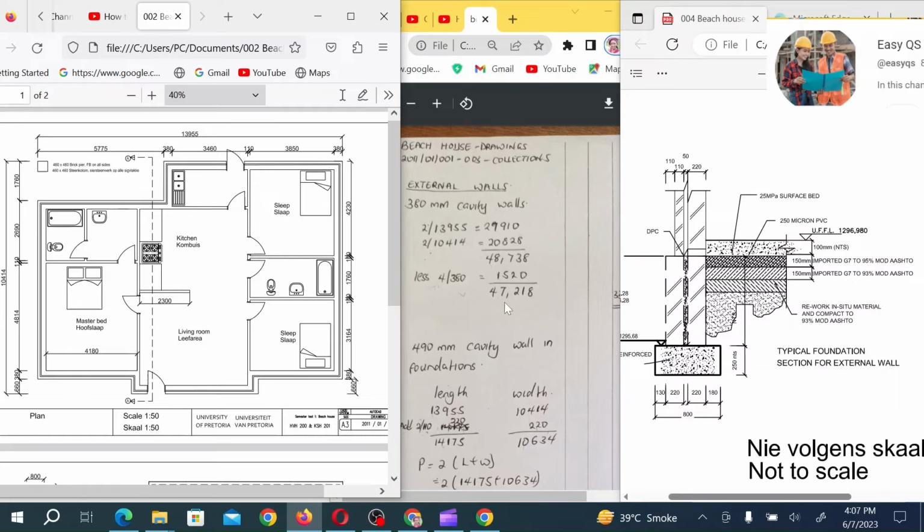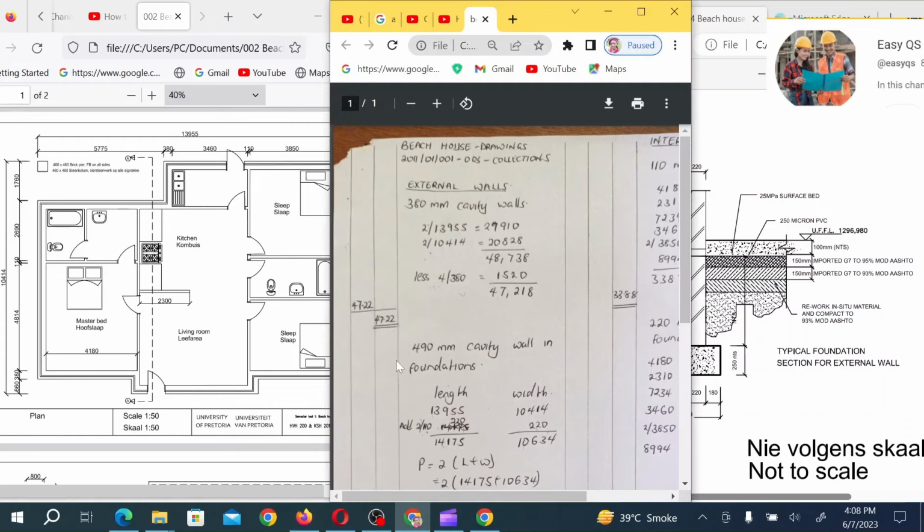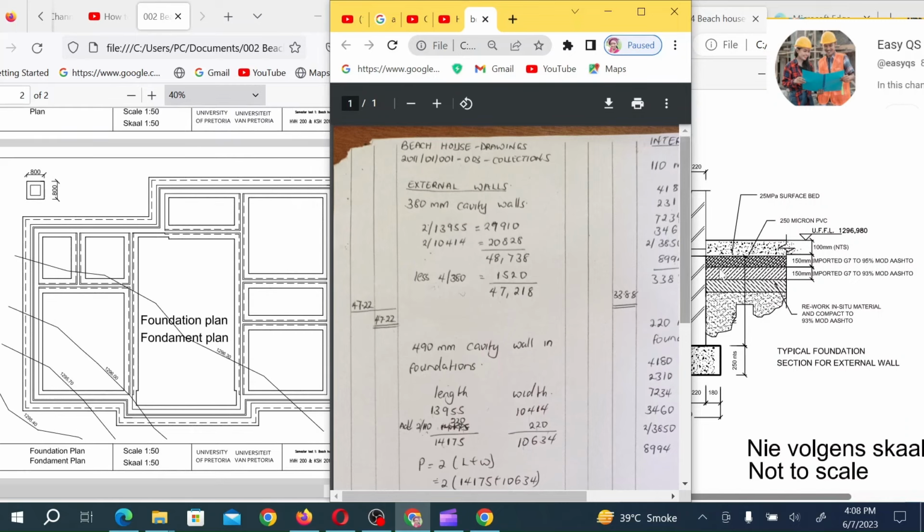So we shall take this one, then we shall deduct the number of corners times the thickness of the wall. Alright? So it shall give us 1520. So the center line of the 380 millimeters cavity walls shall be 47,218, and this one is 2047.22. You just feed it in here in the dimension column, then in the squaring column, the center line for the 380 millimeters cavity walls is that one.